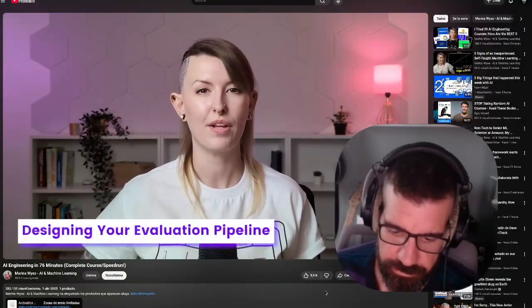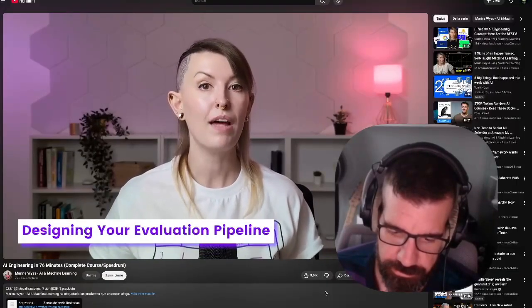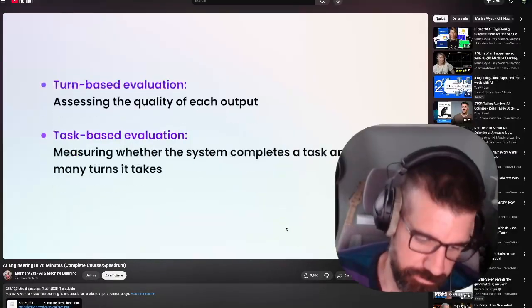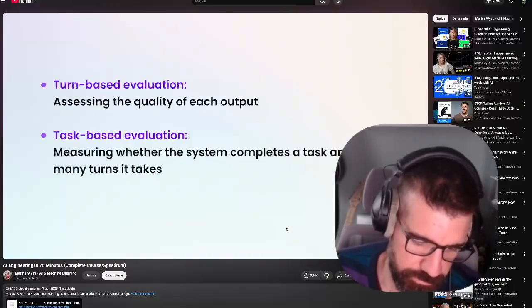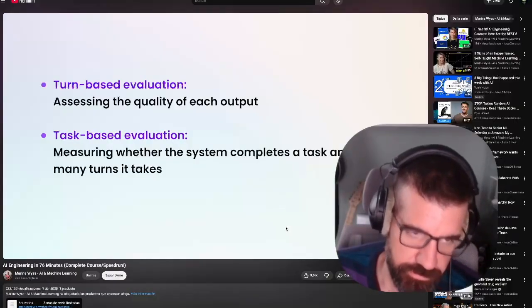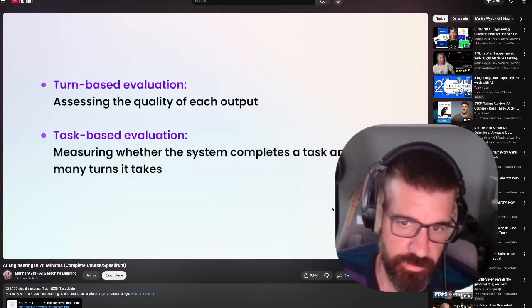Once you've narrowed down your model candidates, you need a robust evaluation pipeline. Evaluate both the end-to-end output and each component's intermediate outputs independently. You can use something called turn-based evaluation, where you assess the quality of each output, and task-based evaluation, where you measure whether the system completes a task and how many turns it takes.